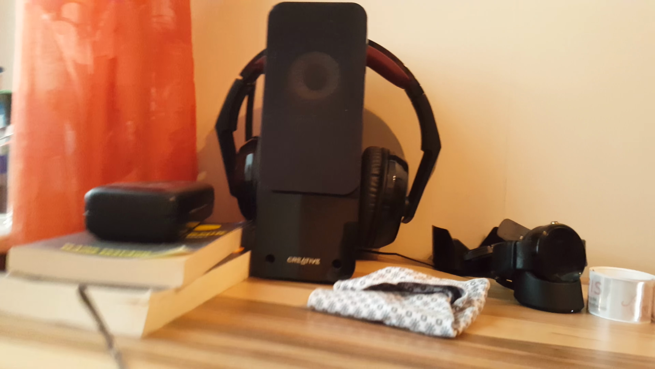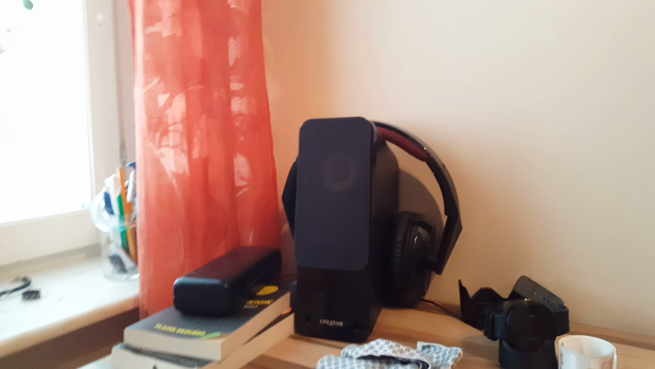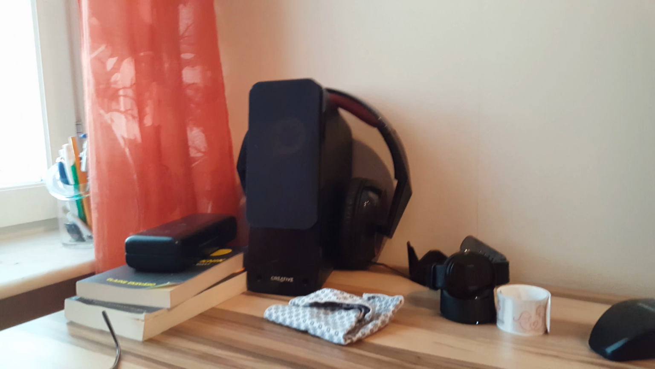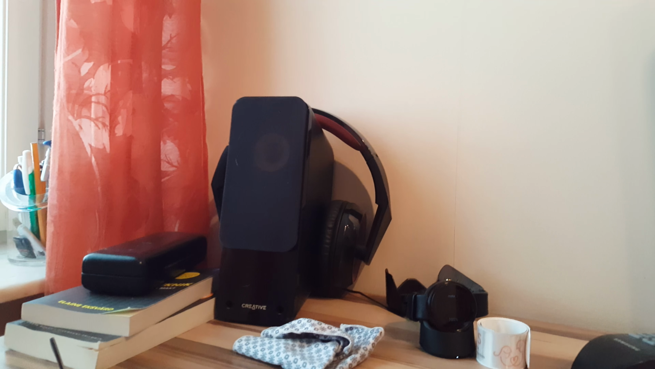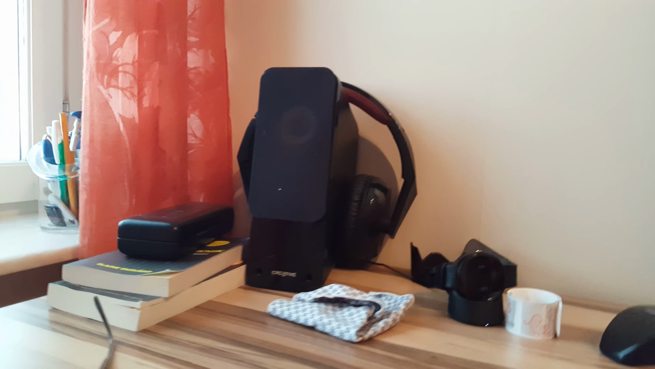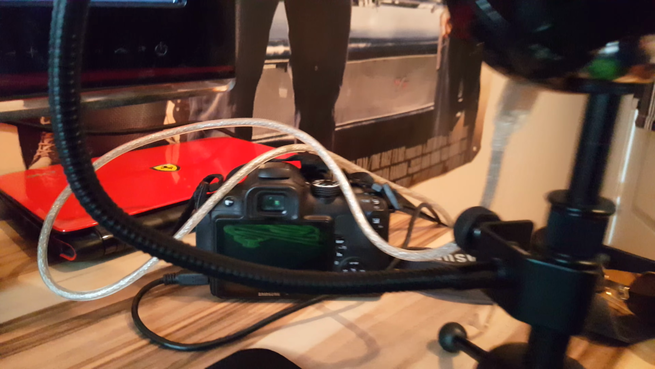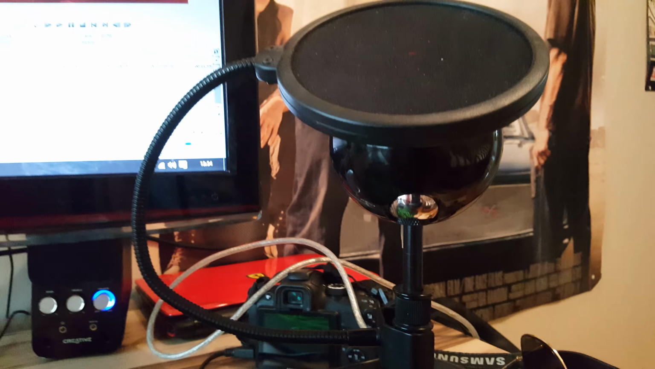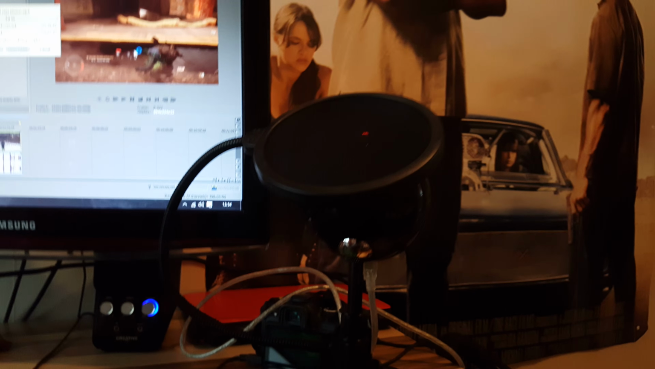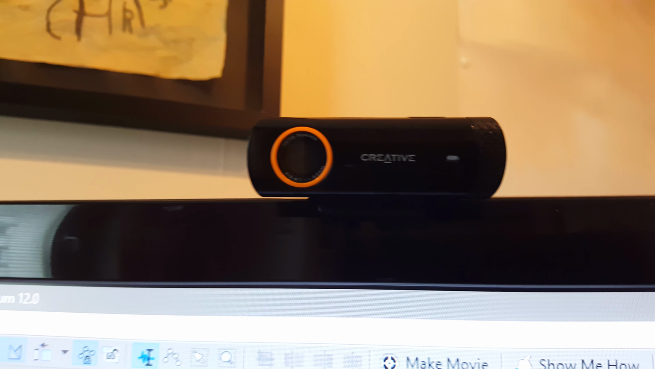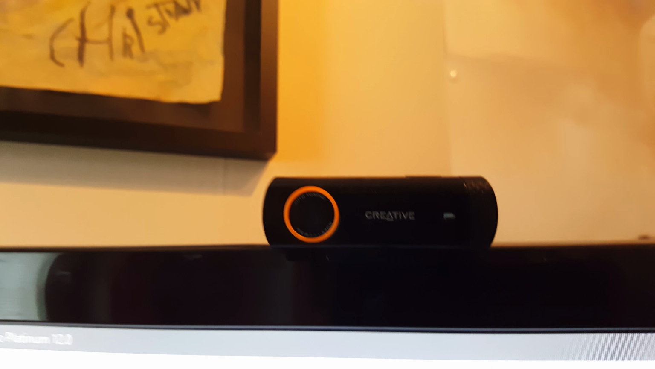My Creative speakers and my Corsair headset, I haven't used them for a while now because I've sort of not liked having those big cups. My camera for photography, and what more do I have? Not so much. My Logitech Creative webcam, the worst one you can ever get.